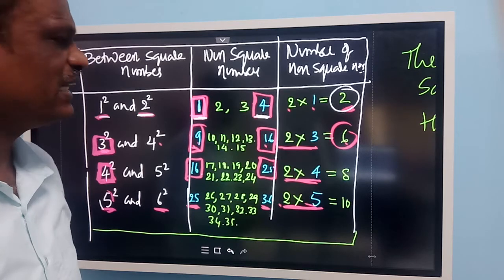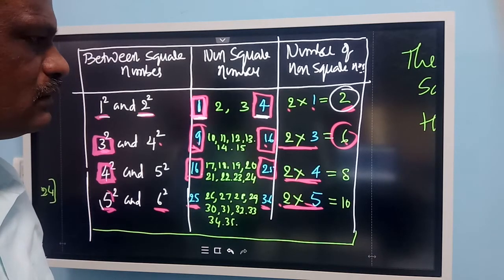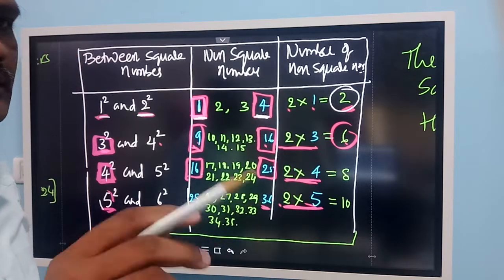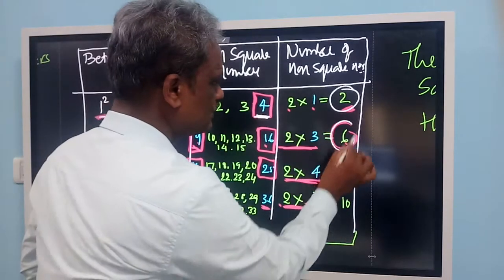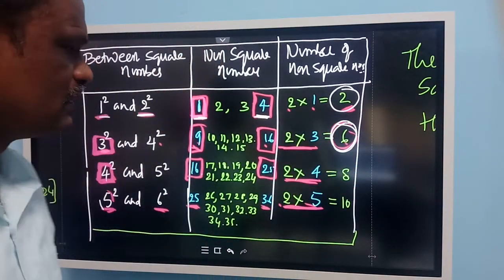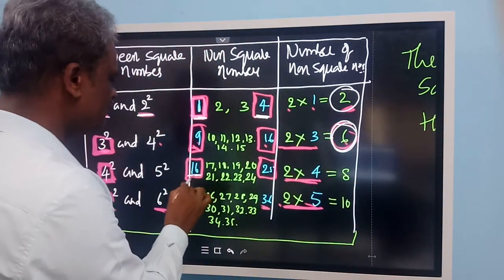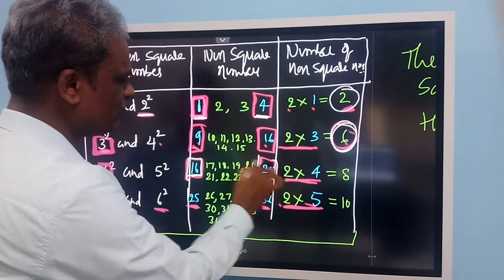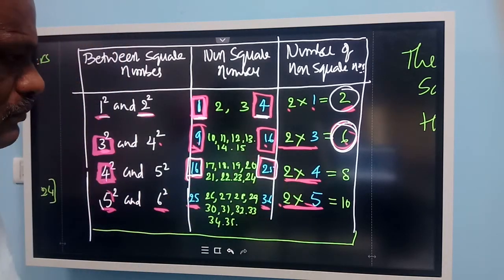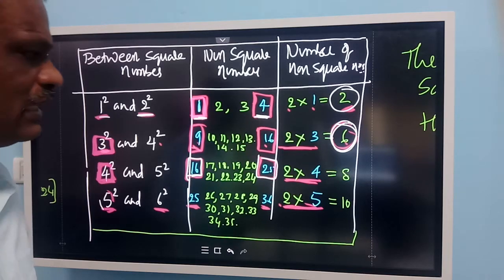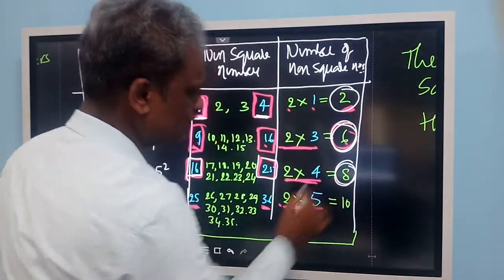What is the difference between 9 and 16? 16 minus 9 is 7. 7 minus 1 gives you 6. What is the difference between 25 and 16? 25 minus 16 is 9. 9 minus 1 gives you 8.